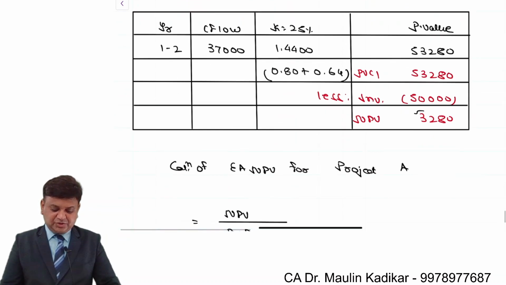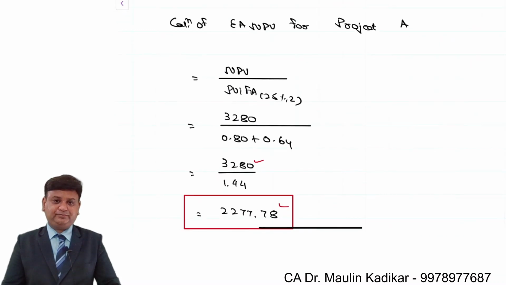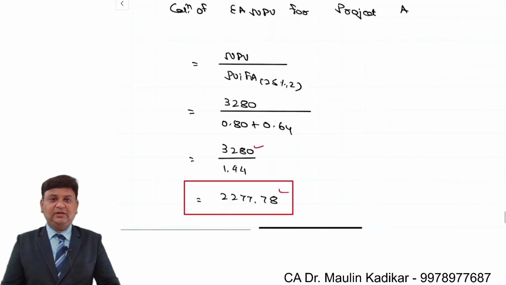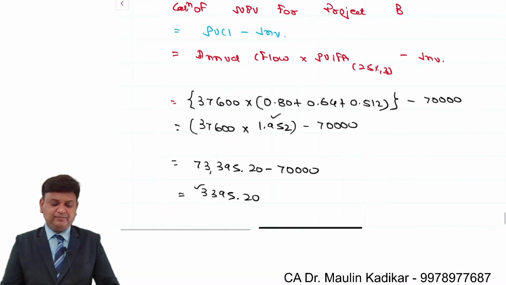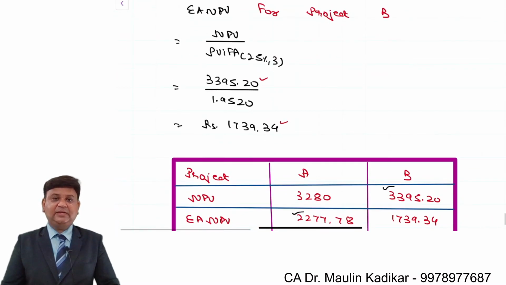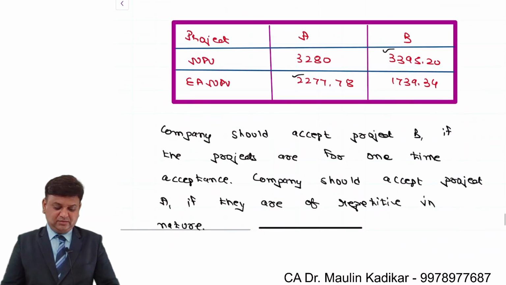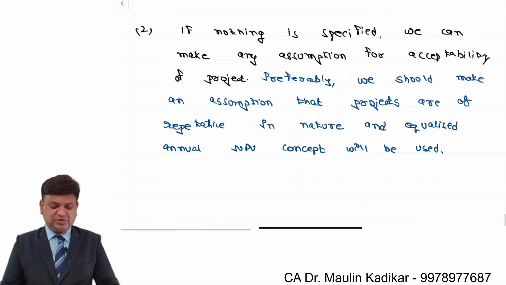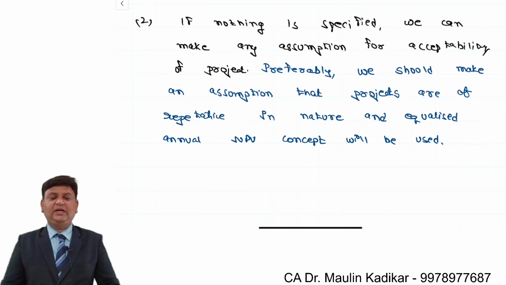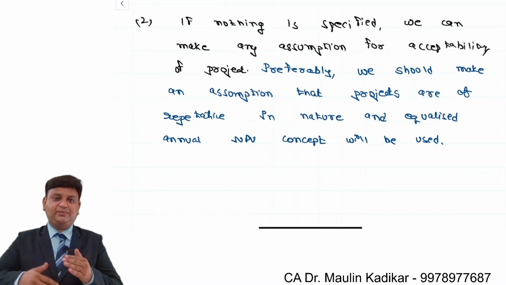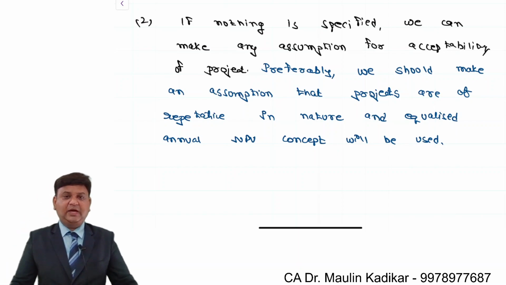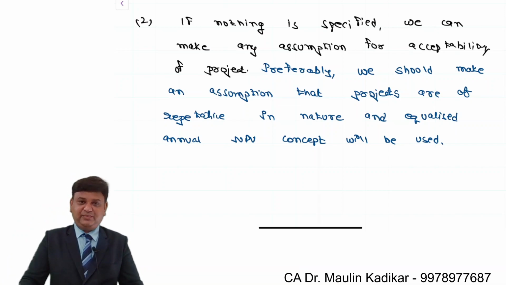So we made calculation of NPV of project A, equalized annual NPV for project A, NPV for project B, equalized annual NPV for project B. Then based on that, we have taken the decision about which project should be accepted. If no clarification is made, then we will usually assume the projects are repetitive in nature, and accordingly the equalized annual NPV will be calculated.